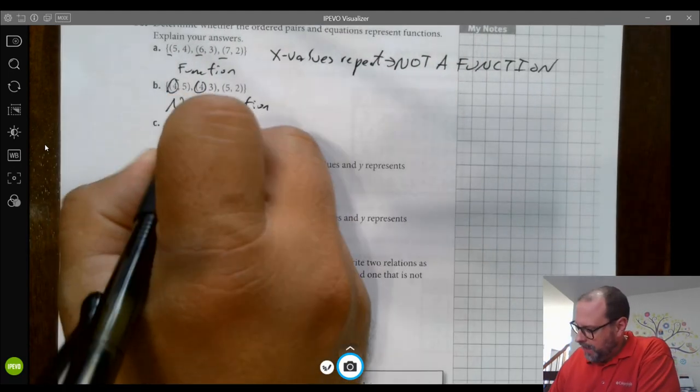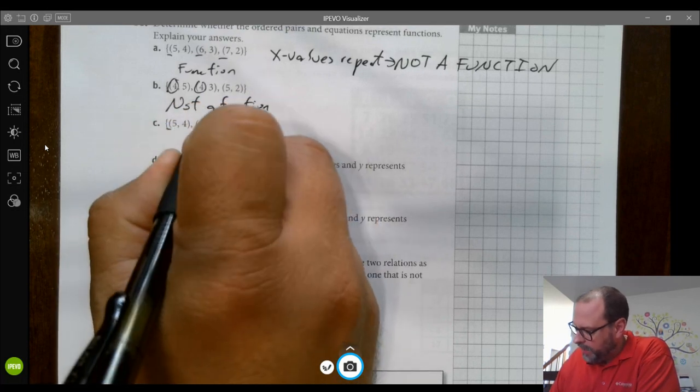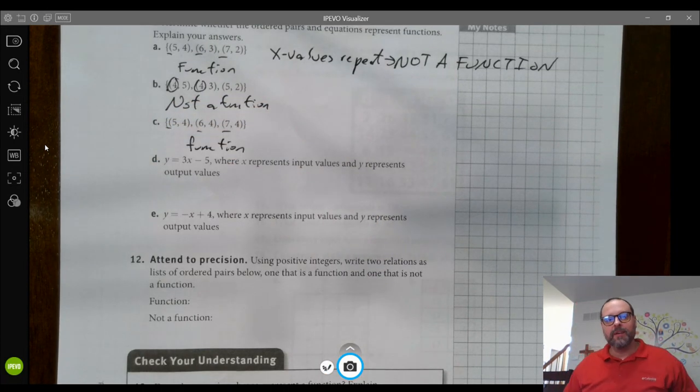Like here, 5, 6, 7. All different. That's a function. But if you look at the y's, they're all the same. 4, 4, and 4. That's okay, as long as you don't have an input that gives a double output. Okay.